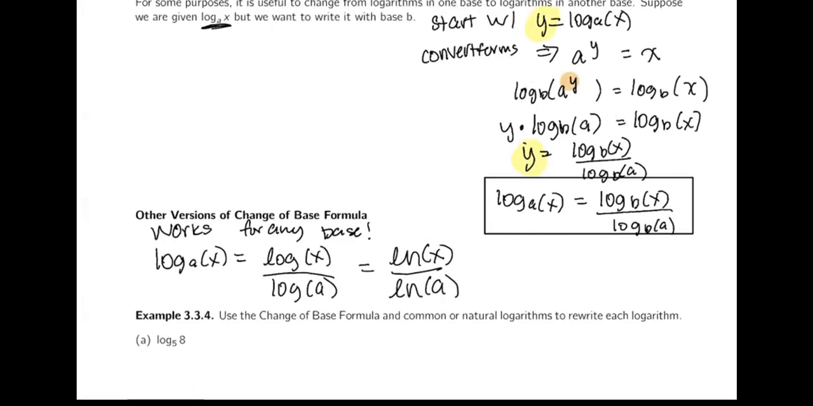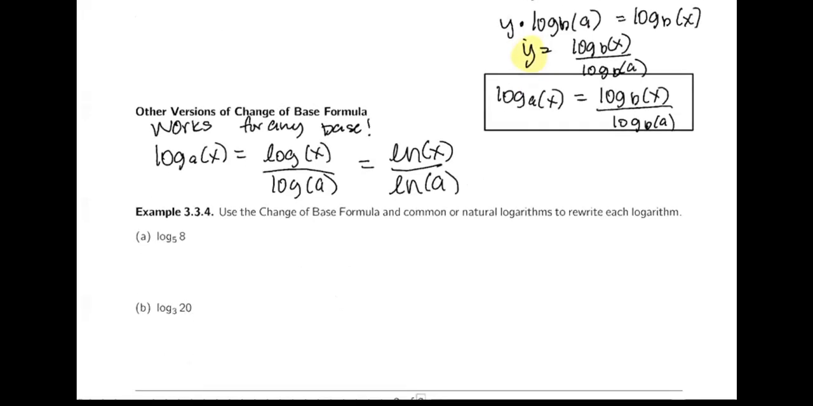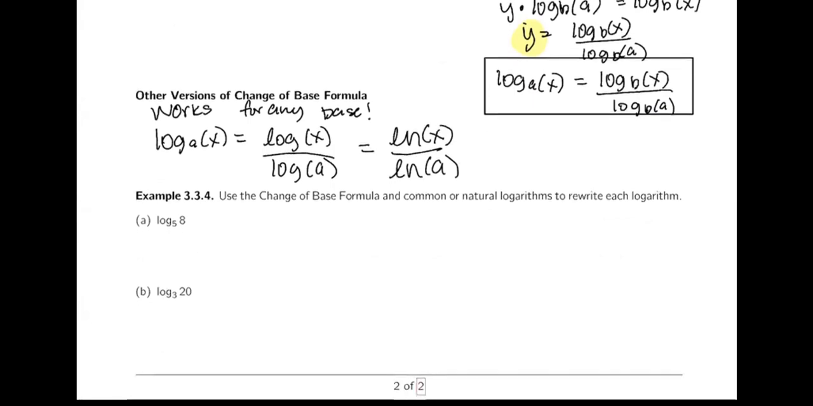So let's try that in an example. If I have log base 5 of 8, we can't come up with just a nice answer for this because 5 to a power equal to 8, there's not a nice number. That's not a rational number that will do that.